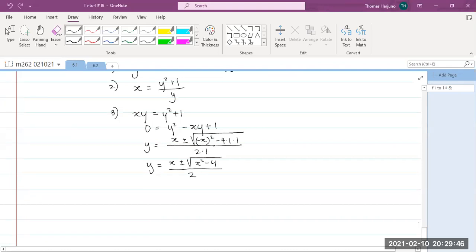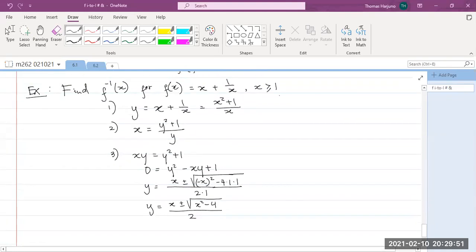now from here, notice that the domain of f(x) is 1 to infinity. Is that right? Okay, but if the domain of f(x) is from 1 to infinity, what will the range be? At least 2.